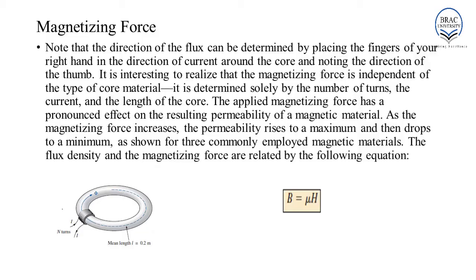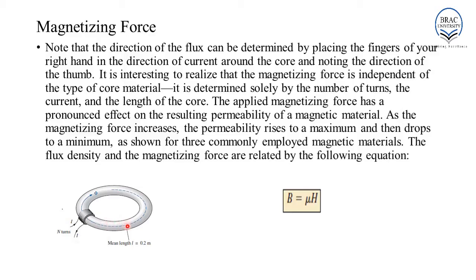Note that the direction of the flux can be determined by placing the fingers of your right hand in the direction of the current around the core and noting the direction of the thumb. It is interesting to realize the magnetizing force H is independent of the type of the core material. It is determined solely by the number of turns, the current, and the mean length of the core.